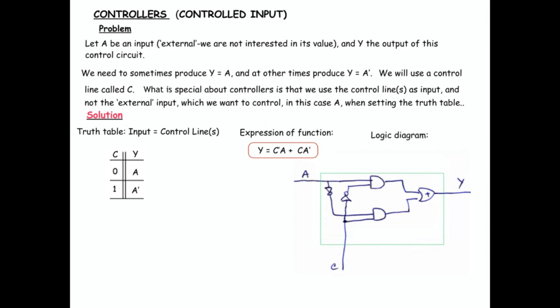But in a question where there are several steps, do all the other steps first, and only draw the diagram if you have time, because the diagram will be worth fewer points than the rest of the question, if that makes sense. In any case, this is the diagram for this function.